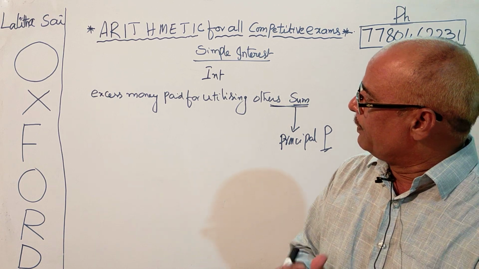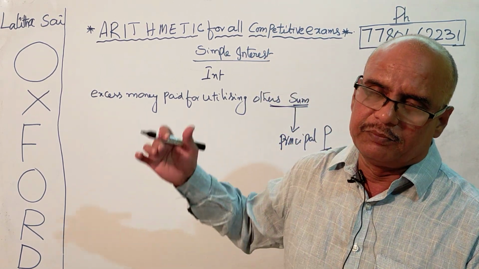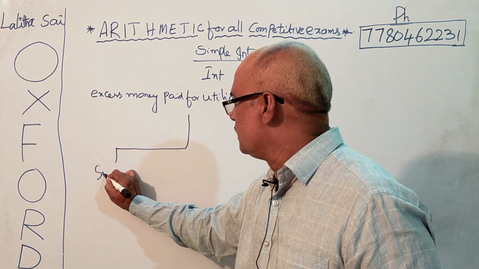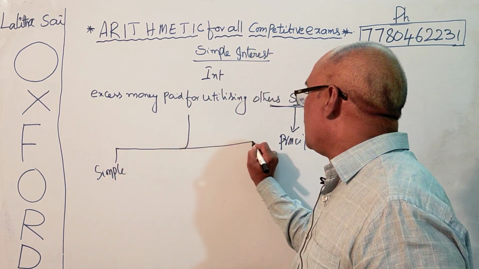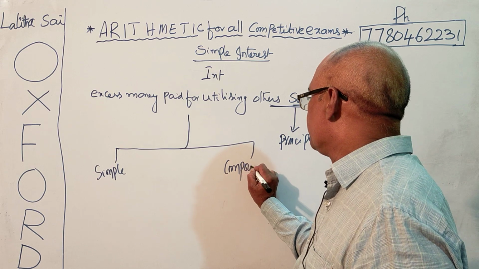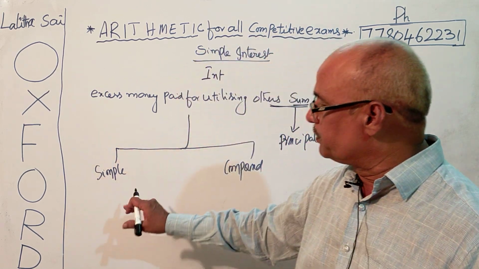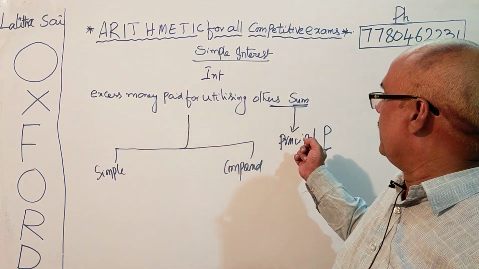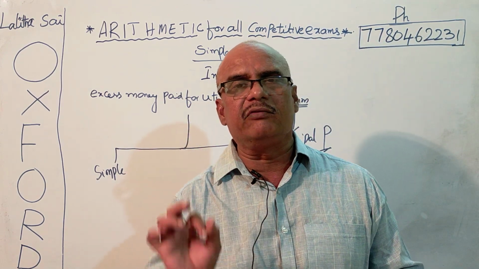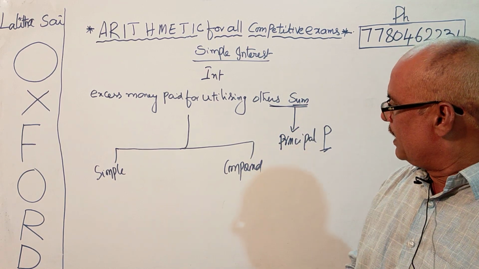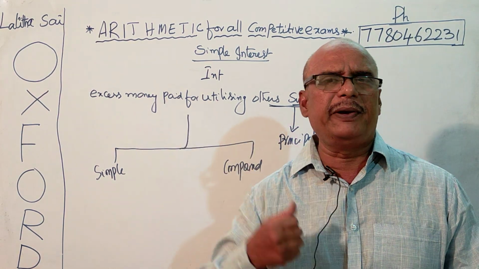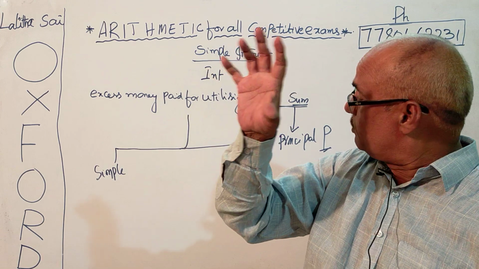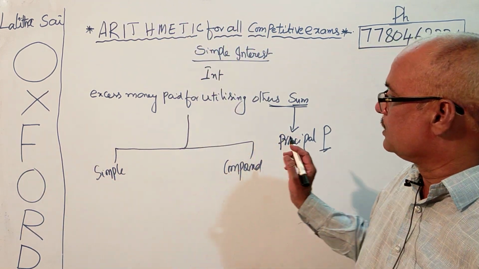Okay, then, depending upon the way of calculating, the interest is calculated into two types. One is simple interest and the other is compound interest. What is the difference between the two? In case of simple interest, whatever may be the time period, the interest will be calculated on the sum only, or the principal only. But in case of compound interest, after a specified period of time, interest will be added back to the principal, and then interest will be calculated on that amount. Okay, that is the difference between the two.